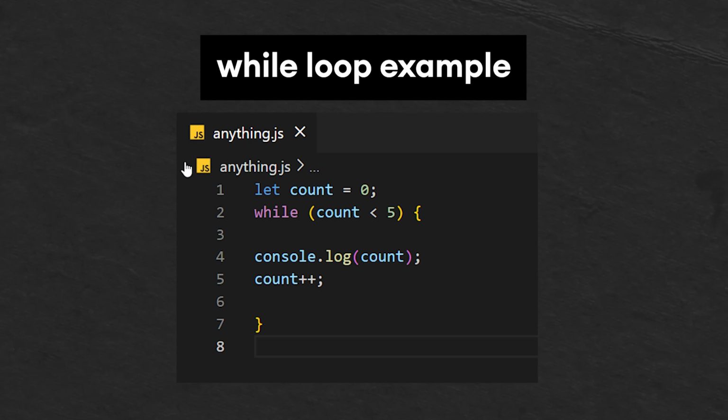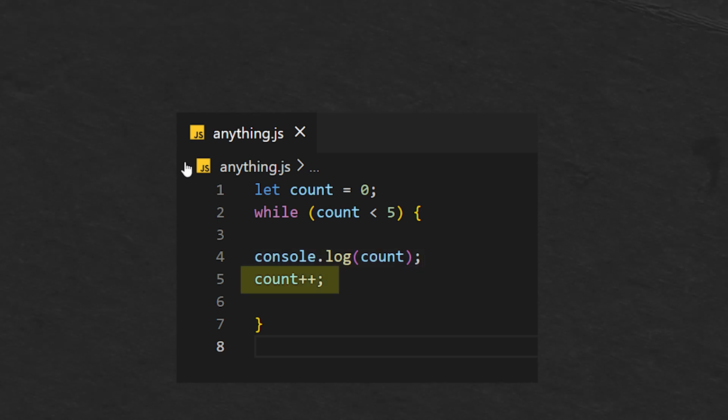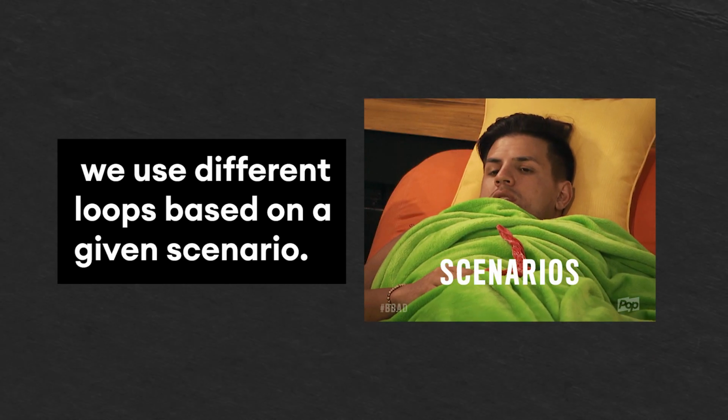While loop is kind of similar. You declare a variable, assign a value, set a condition, print a statement, and last, the increment. It will repeat until the condition is false. Loops are similar in terms of repeating a condition, but we use different loops based on a given scenario.